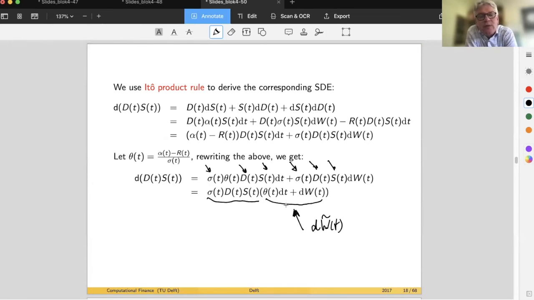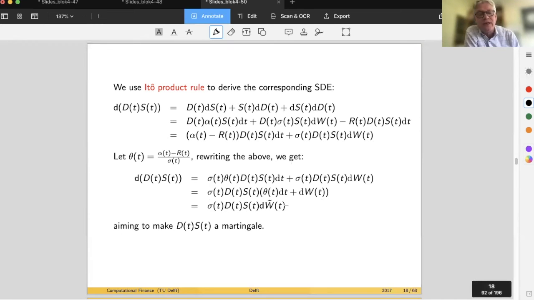So let's see what we can do with that. First of all, we can just write that like that. If we define this as the change in the W tilde Brownian motion, that would then be equal to sigma_t D_t S_t dW tilde_t. And the aim is to make D_t S_t, the discounted stock price, a martingale.